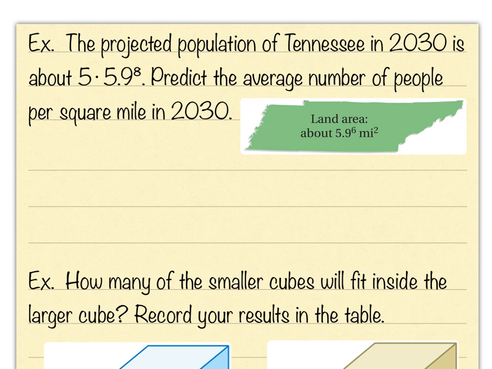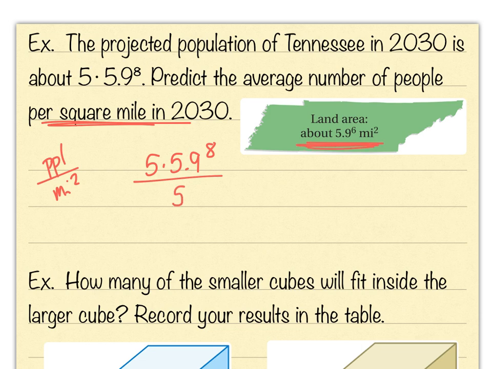Next one says the projected population of Tennessee in 2030 is about 5 times 5.9 to the 8th. Predict the average number of people per square mile. Well, per square mile means I need to do people over square miles. So the number of people we know is 5 times 5.9 to the 8th, over the number of square miles, which is right here, 5.9 to the 6th.